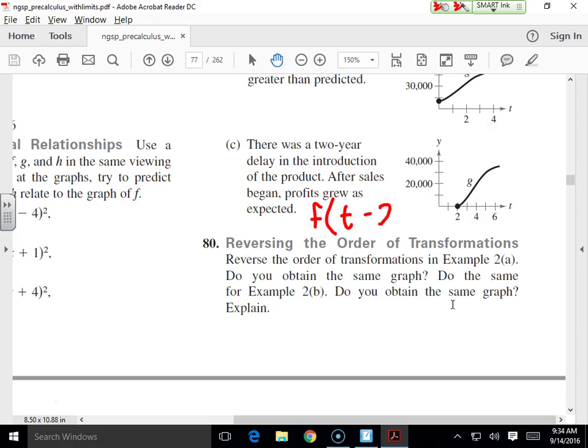Minus 2. Sorry, guys. Plus would go to the left. Minus goes to the right. Okay. All right, cool kids.